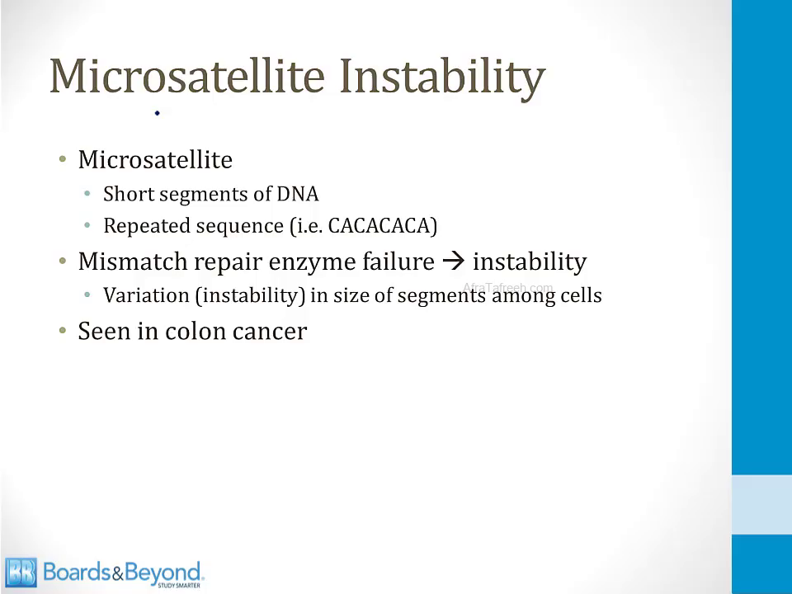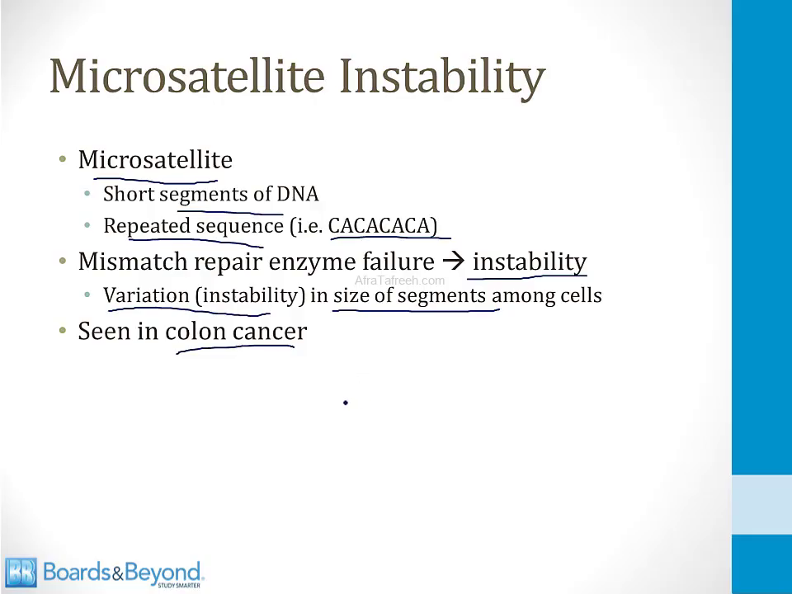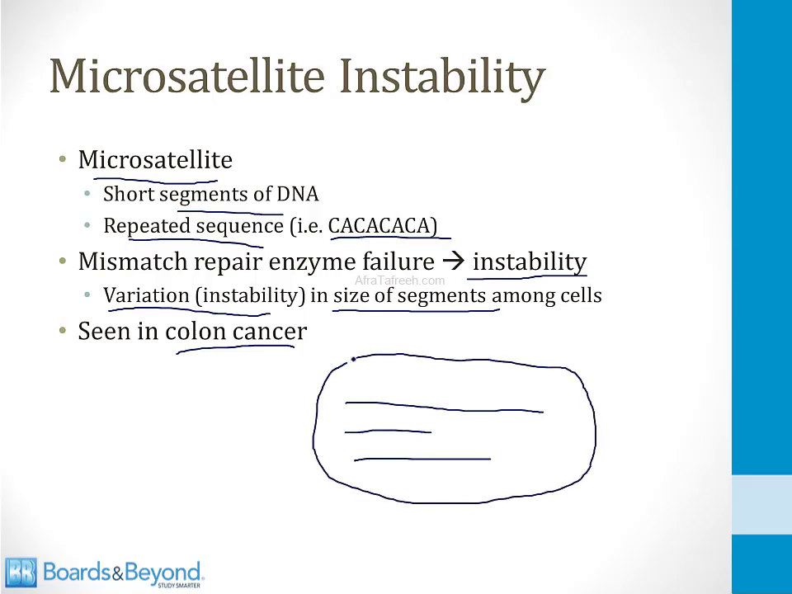In the colon cancer video in the GI section, I talk about microsatellite instability. Microsatellites are short segments of DNA that contain repeated sequences like CACA. If mismatch repair enzymes fail, this leads to instability of these segments. And by instability, I mean variation in the size of the segments among cells. And this is seen in colon cancers. So one colon cancer cell will have a long stretch of a microsatellite. Another colon cancer cell will have a short stretch, and another one will have a stretch somewhere in the middle. This is called instability of these microsatellites. And one of the mechanisms by which these develop is DNA slippage in the setting of a failed mismatch repair enzyme system. And this is seen in the setting of colon cancer.